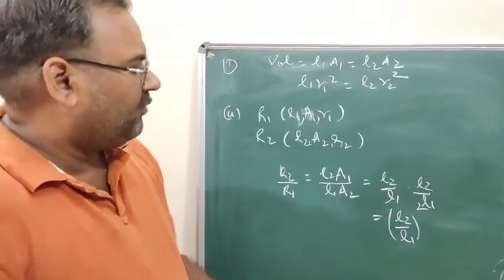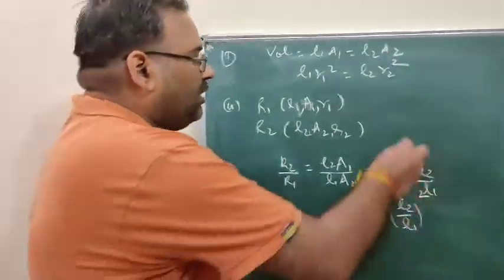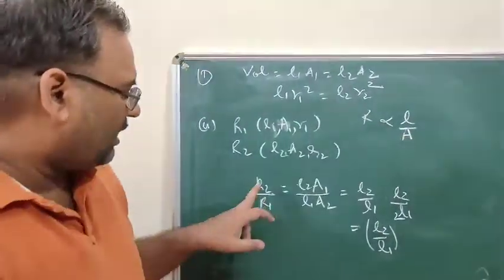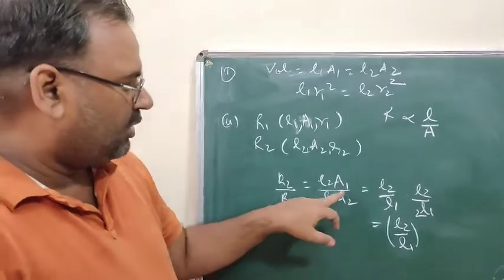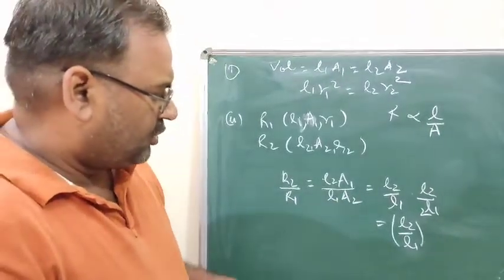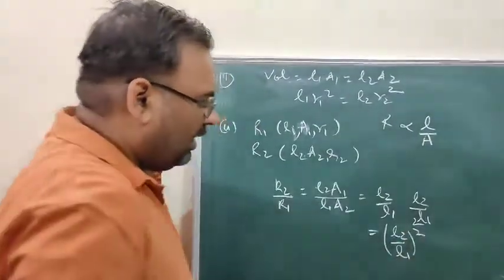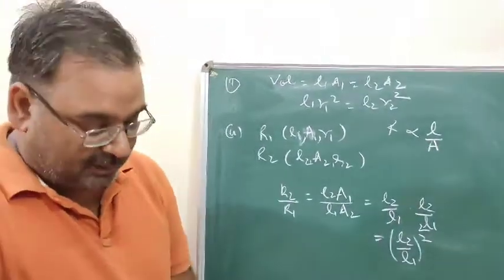Now by the formula, R is directly proportional to L upon A. We have R2 upon R1 equal to L2 A1 upon L1 A2. We substitute the values here. What do we get? We get L2 upon L1 whole square.